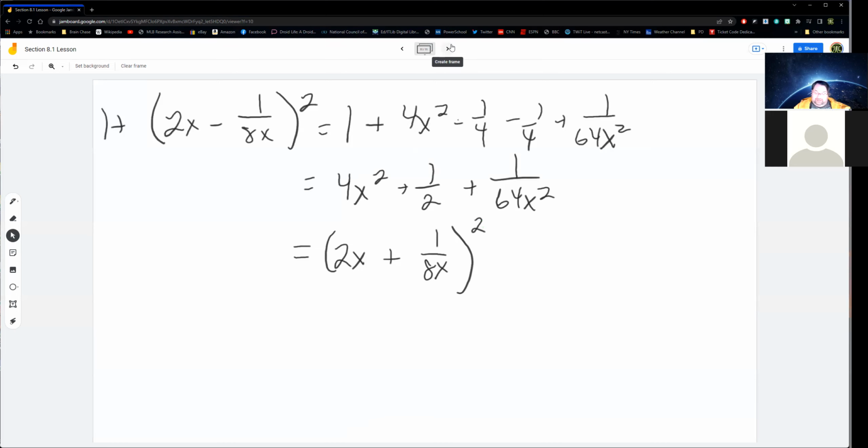So in this case, I have the 4x squared, plus 1/4 plus 1/4, plus the 1 over 64x squared. So that does work.